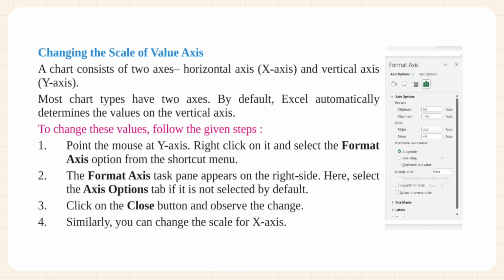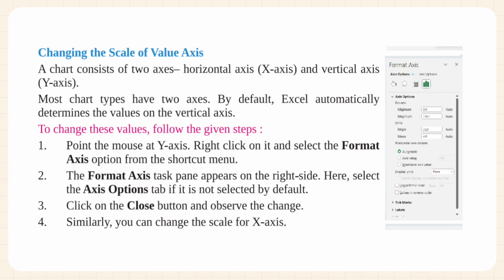Changing the scale of value axis. A chart consists of two axes: horizontal axis, x-axis, and vertical axis, y-axis. Most chart types have two axes. By default, Excel automatically determines the values on the vertical axis. To change these values, follow the given steps.